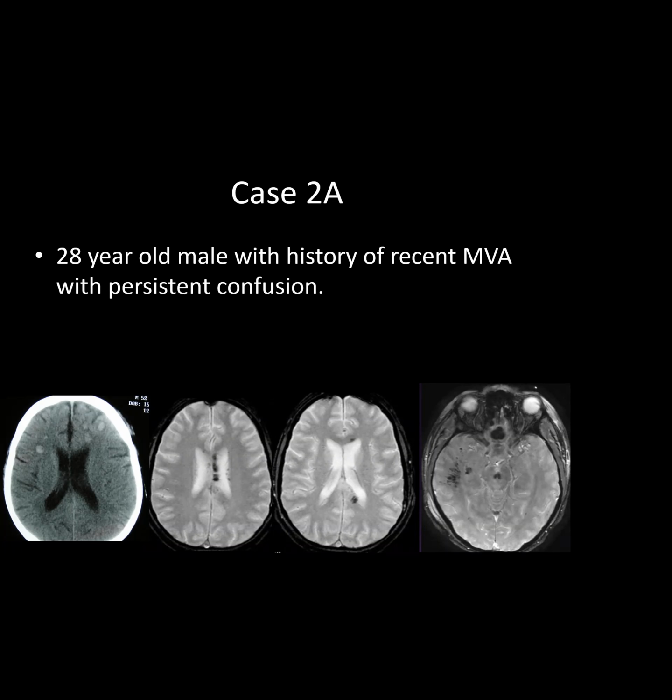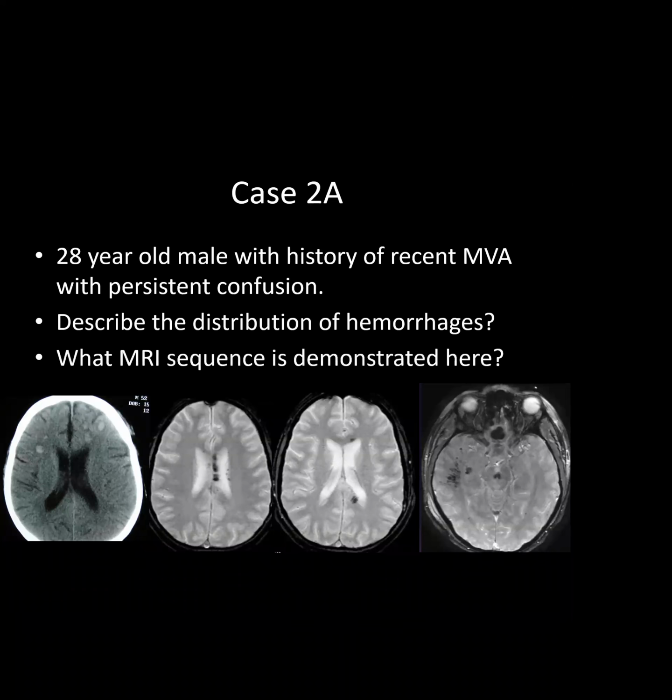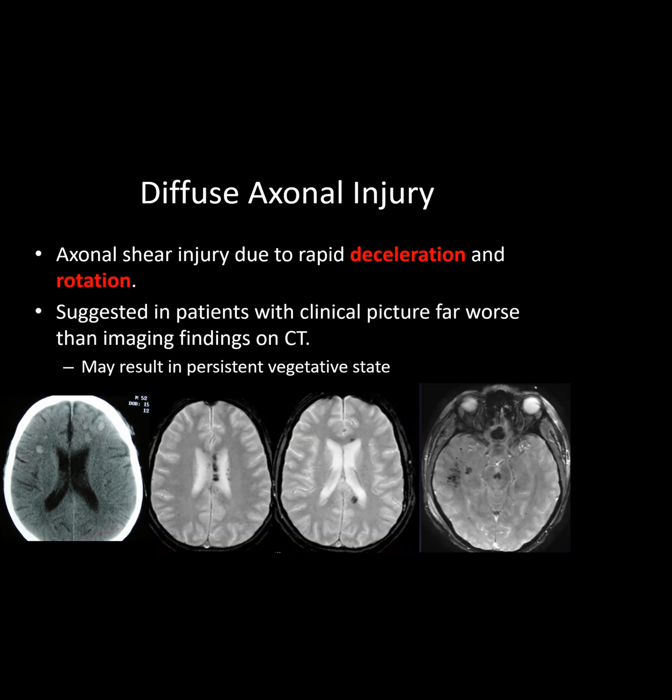SWI. Yeah, exactly. Perfect. So there are parenchymal hemorrhages in a trauma patient at the gray-white junction, in the corpus callosum, and also in the brainstem. So what do you think this is? Diffuse axonal injuries. Right, exactly. So we talked about the distribution already. What sequences are here? This is gradient echo. SWI looks similar, it's a more sensitive sequence. This is an example of diffuse axonal injury, which is a shearing injury.